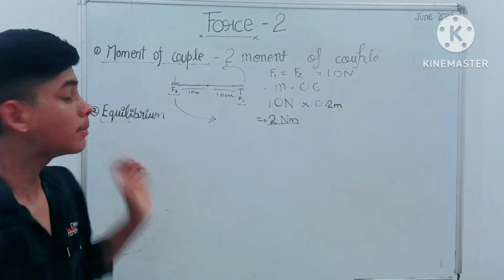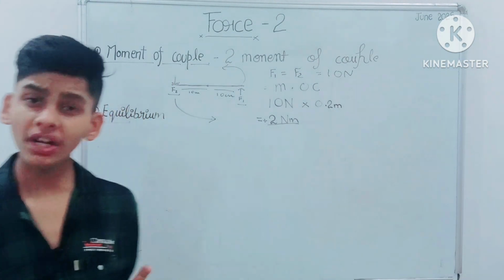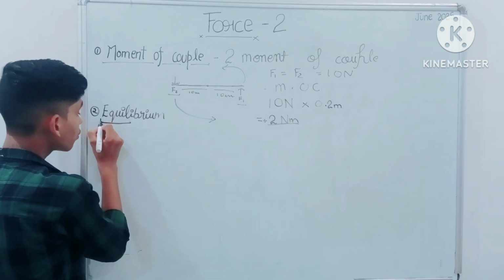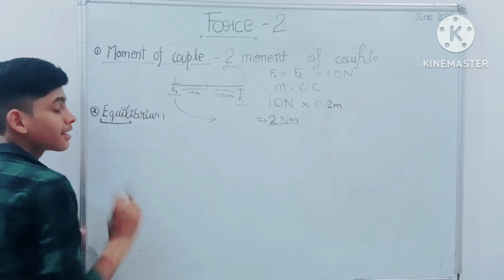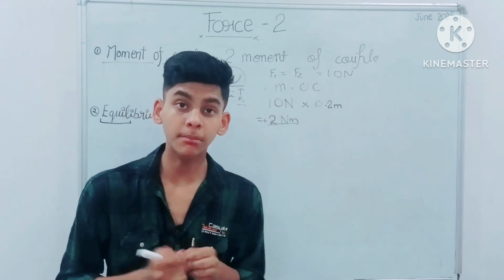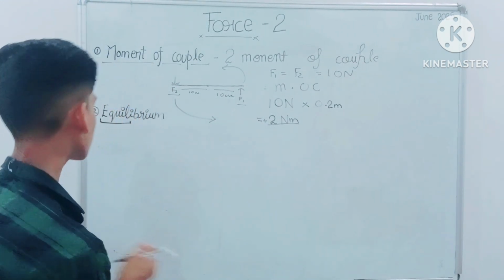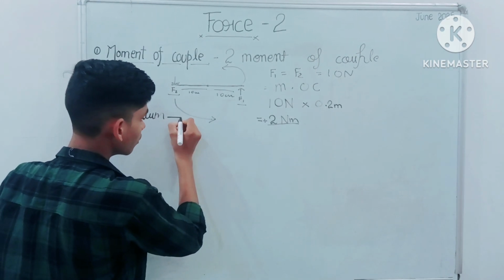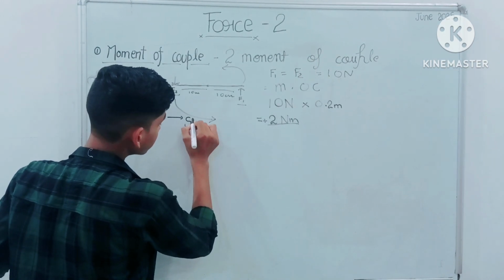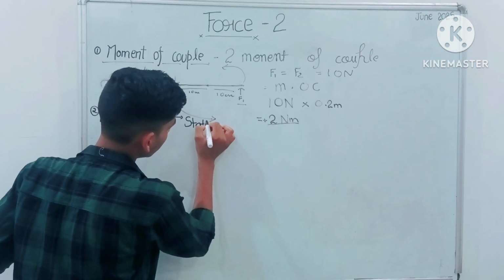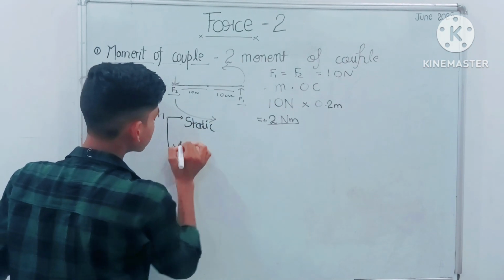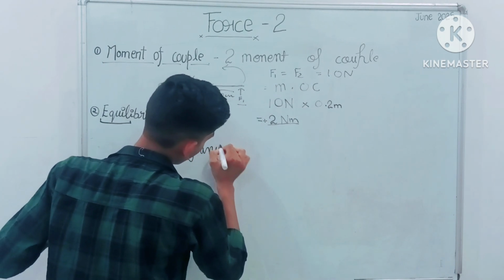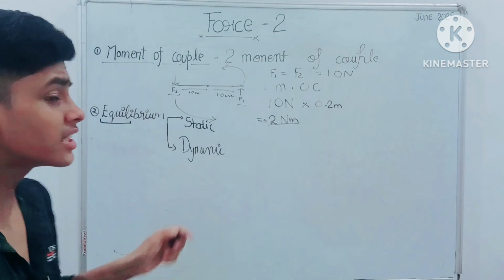Now we will study equilibrium. What is equilibrium? By the name we see that in equilibrium, it comes equal. Equal means same or identical. So there are two types of equilibrium. First is static and second is dynamic. Now firstly we will discuss what is equilibrium.